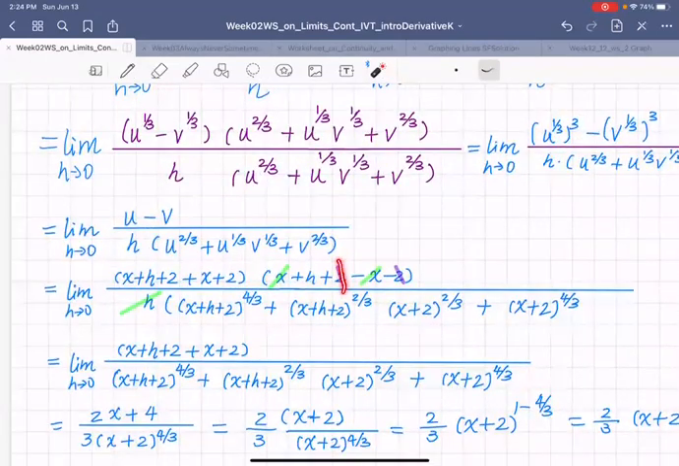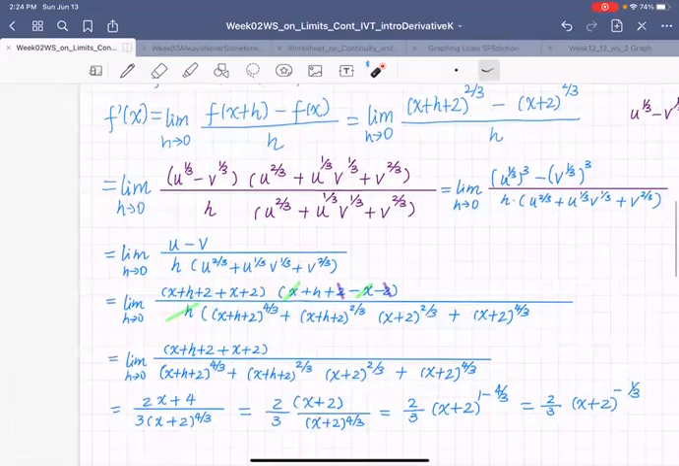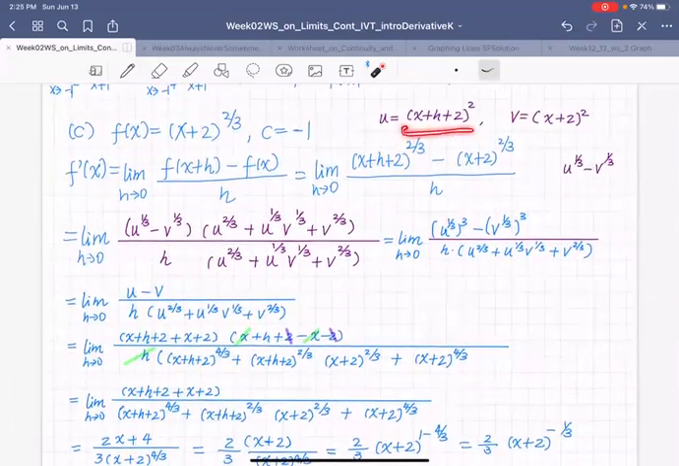Well, this cancels, that cancels. x plus h plus 2 plus x plus 2 was left. This is h, this is h. h and h can be gone. Now, u and v, we want to replace back by x and h.